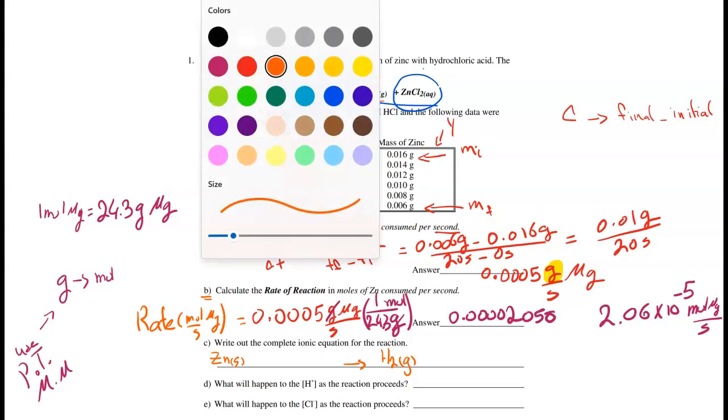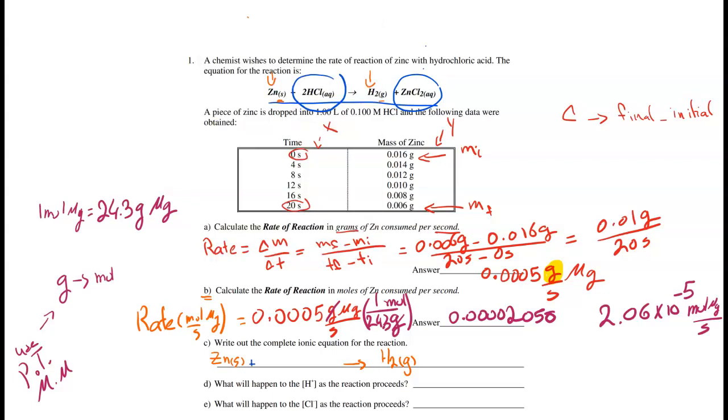And let's break down those ions. So you have 2 hydrogen ions, and they're aqueous, plus 2 chloride ions. On the other side, we have 1 zinc ion and 2 chloride ions. So that's it for the complete ionic equation.